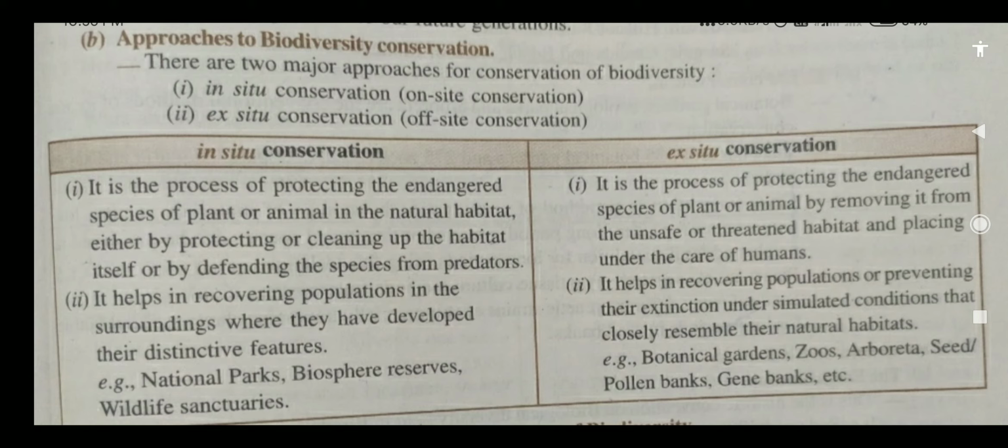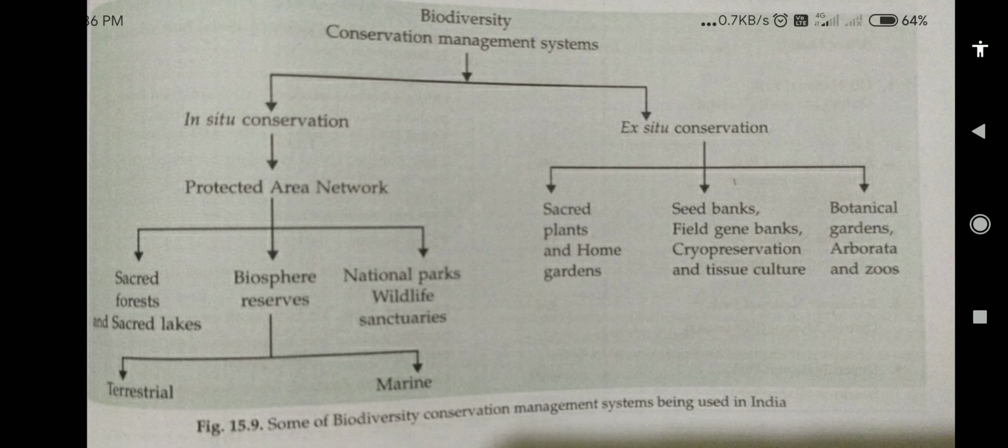Now let's discuss the classification of in situ and ex situ conservation. Biodiversity conservation is categorized into two categories. In situ conservation means their natural habitat, protected area network: sacred forests, sacred lakes, biosphere reserves, national parks, wildlife sanctuaries. And ex situ conservation: sacred plants and home gardens, seed banks, field gene banks, cryopreservation, tissue culture, botanical gardens, zoos, arboreta. These are some ex situ conservation ways.